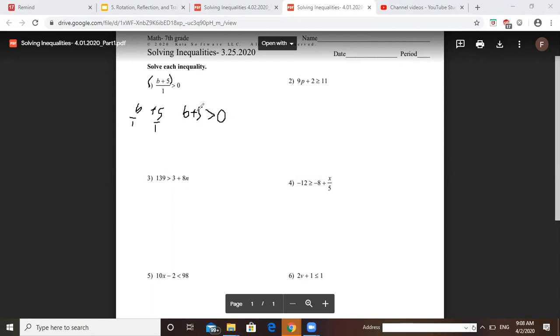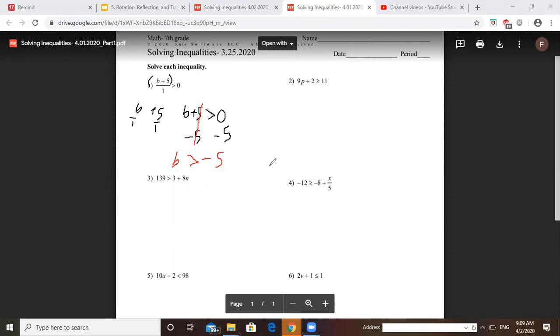To get b by itself, we're going to have to get rid of this 5. So since this is a plus 5, we're going to have to minus 5. And again, these are the same thing as solving equations. Whatever you do to this side, you're going to have to do to this side as well. So these two cancel out, and then you'd get b is greater than negative 5 as your answer.